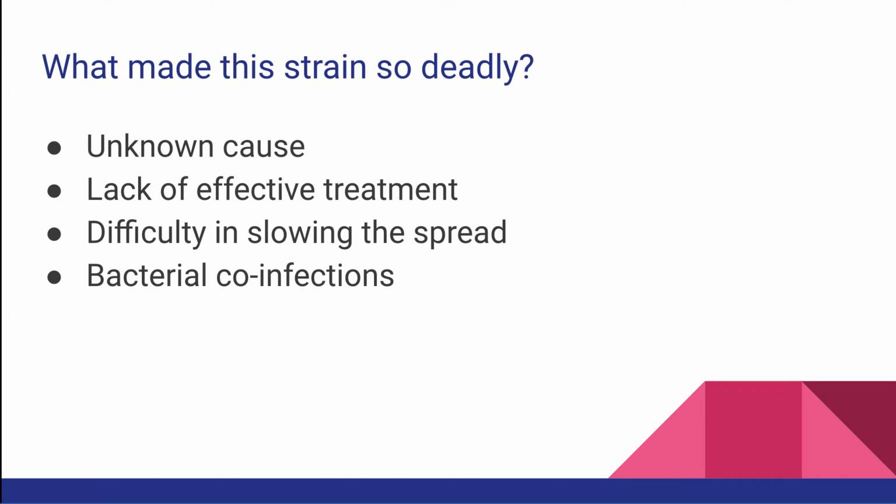Finally, co-infections with bacteria also contributed to the high mortality rate during the 1918 pandemic. As scientists have continued to research this virus, they have found that many of the fatal cases had evidence of secondary bacterial infections caused by Streptococcus pneumoniae. Since antibiotics were also not available during this time period, those infected had difficulty fighting off these infections.